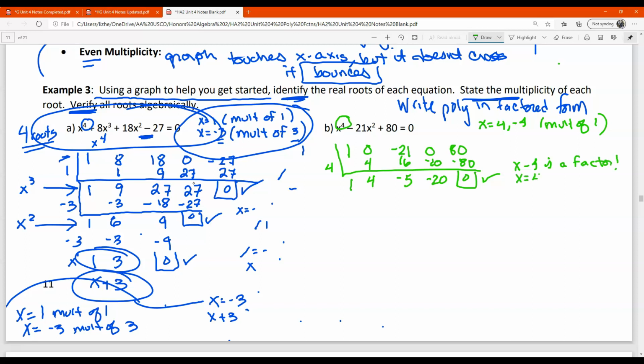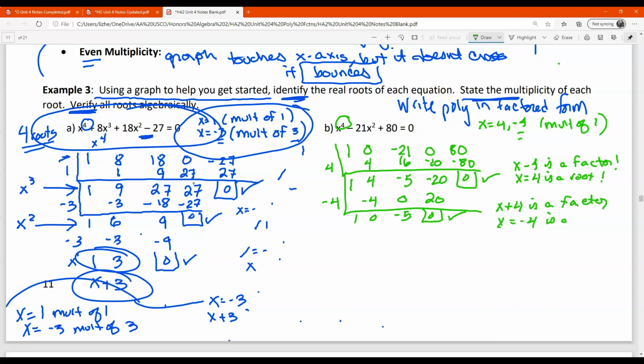And x equals 4 is a root. Do it again with negative 4. So 1, negative 4, 0, 0, negative 5, positive 20, and there it is. So x plus 4 is a factor. X equals negative 4 is a root.